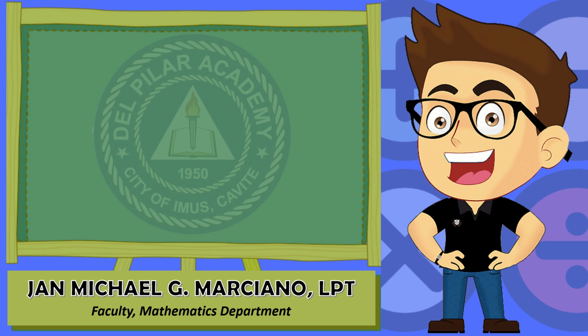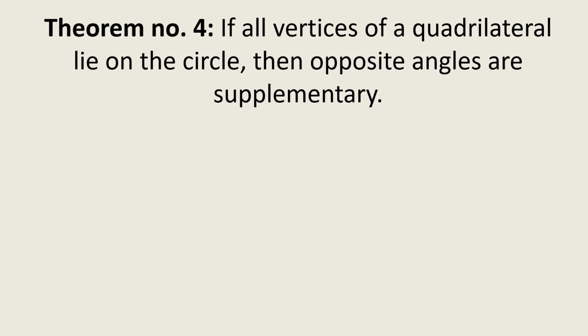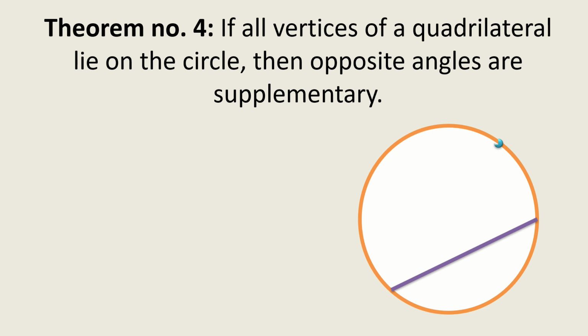So for today, we will have another theorem, and that is about quadrilaterals inscribed in a circle. When we say quadrilaterals inscribed in a circle, those are quadrilaterals that are inside the circle. So theorem number 4 states that if all vertices of a quadrilateral lie on the circle, then opposite angles are supplementary. So let's have this illustration.